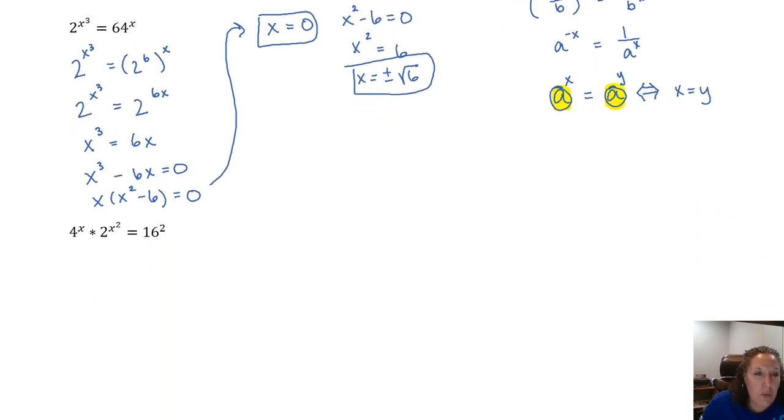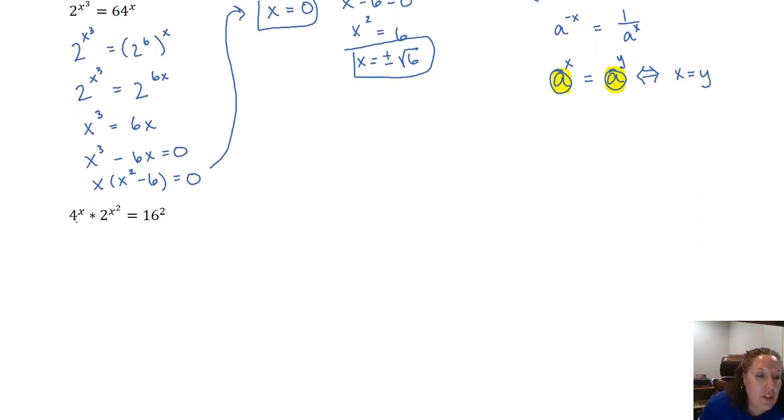All right, let's look at another one that's kind of like that. So here we have 4 to the x times 2 to the x squared equals 16 squared. So the first thing we want to do is write these all in terms of the same base. 4, 2, and 16 can all be written as powers of 2. Now when you're looking for these, you want to focus on powers, not multiples. So make sure that you are writing it as an exponent.